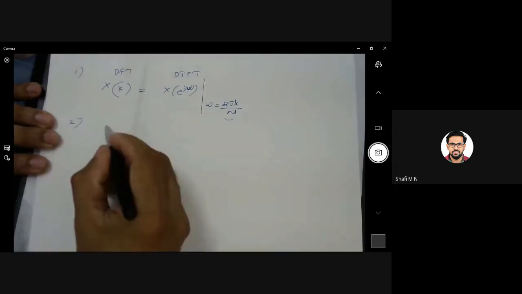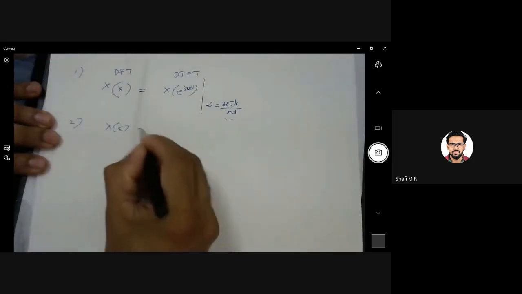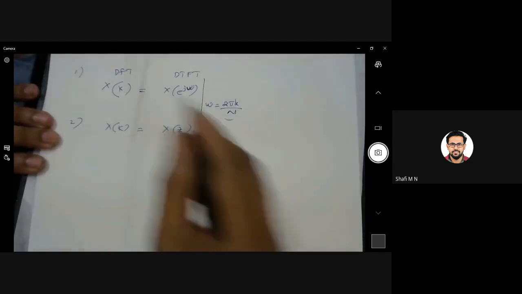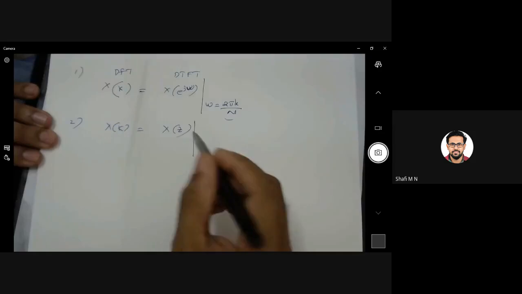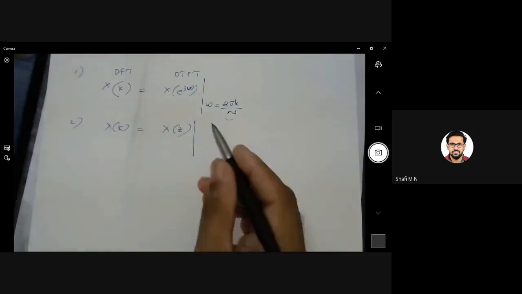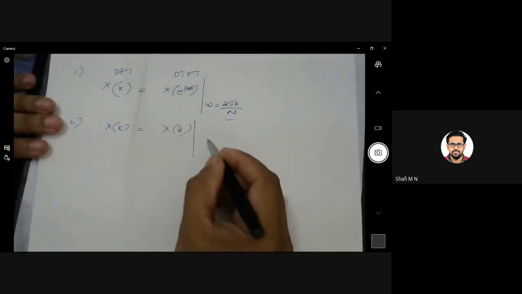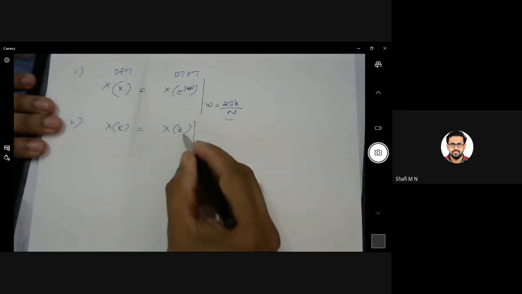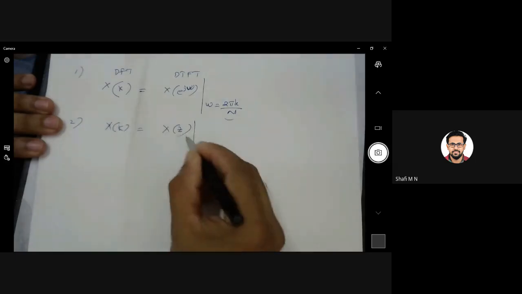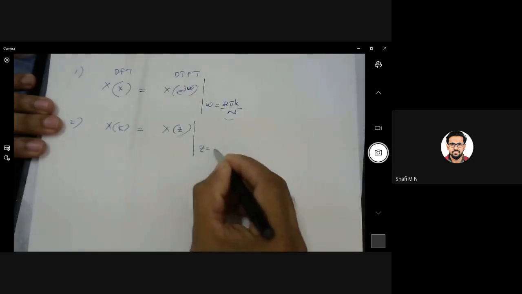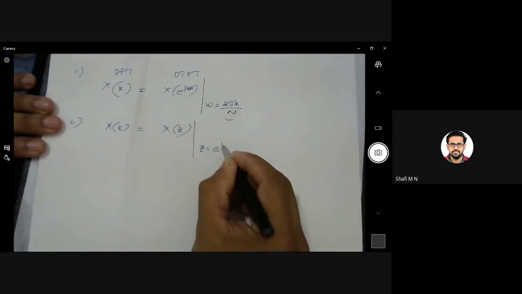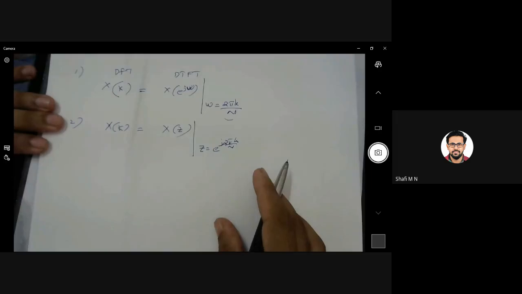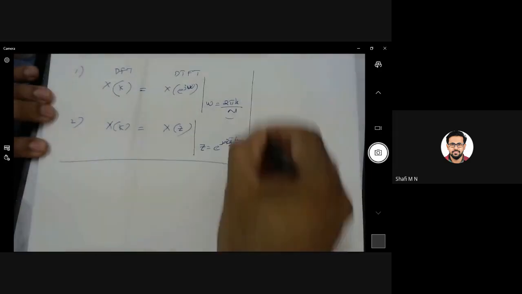Second thing was the relationship of DFT with Z transform, with X of z. You have the Z transform, you will have some circles, and you have to sample it at say N points. And the relation was X of k is nothing but X of z. You have to evaluate X of z and sample at z equal to e power j 2 pi k by N, isn't it? So this was the two things which I discussed.